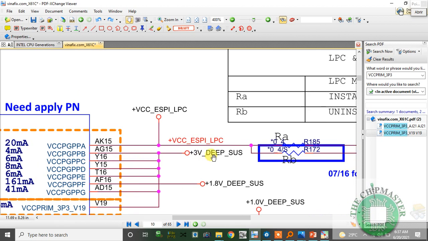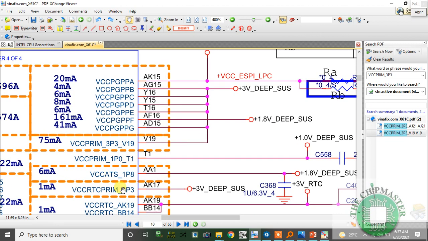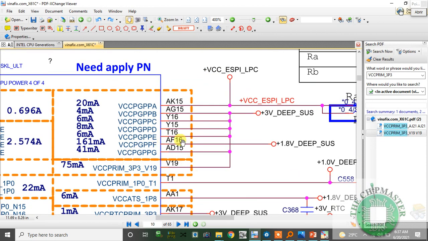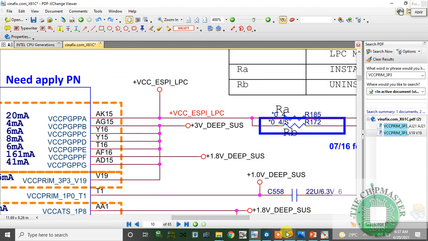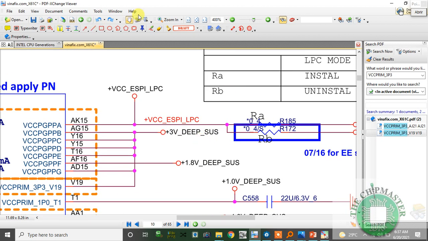As you can see, this is a different naming. If this was connected to 3-volt PCU, then VCCDSW and VCCPRIM_3P3 would have the same power supply name. But VCCPRIM_3P3 is connected to the deep sleep source. So this board does 100% support deep sleep, right? This is the deep sleep power supply, plus 3-volt deep sleep source.